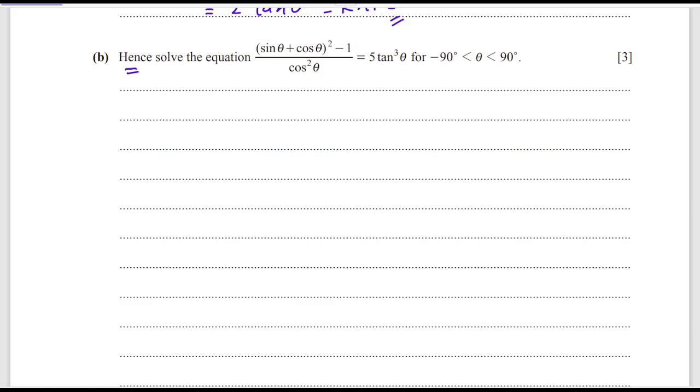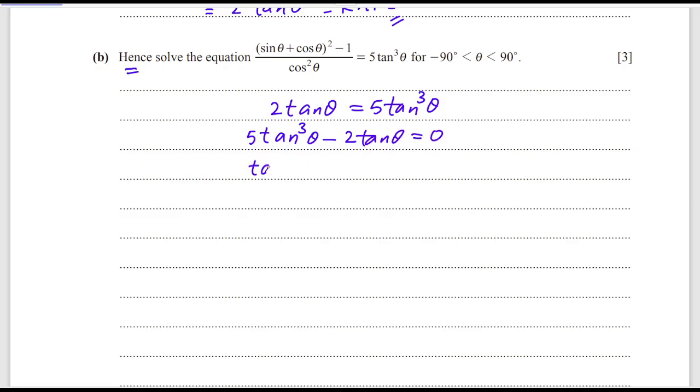Okay, so replace this left hand side by the above identity, which was 2 tangent theta. So this equation becomes 2 tangent theta is equal to 5 tangent cube theta. Now we will solve this equation for tangent theta first, and then we will find values of theta. So moving everything to the right, we have 5 tangent cube theta minus 2 tangent theta is equal to 0.